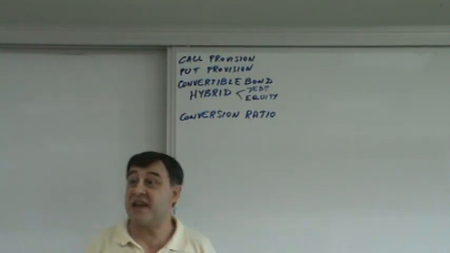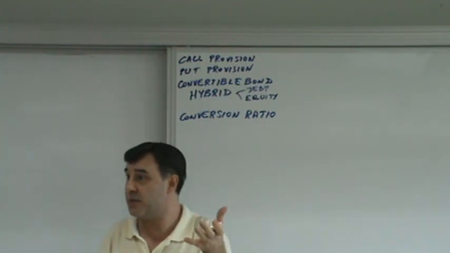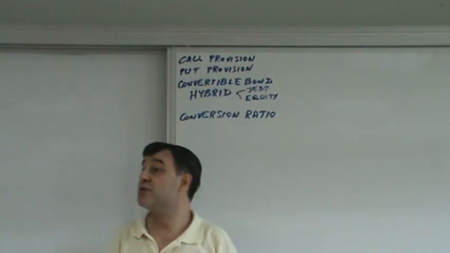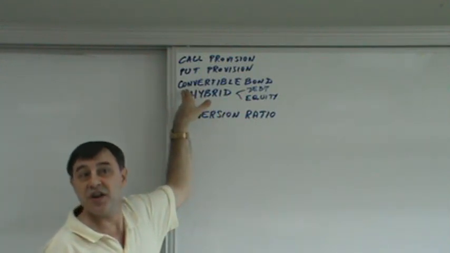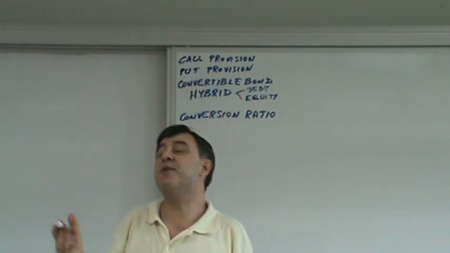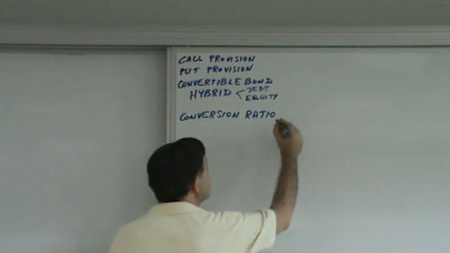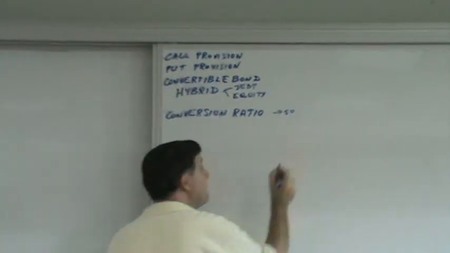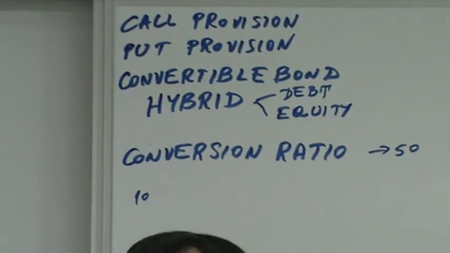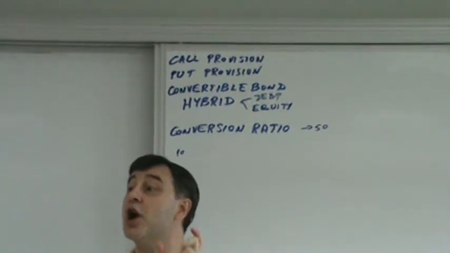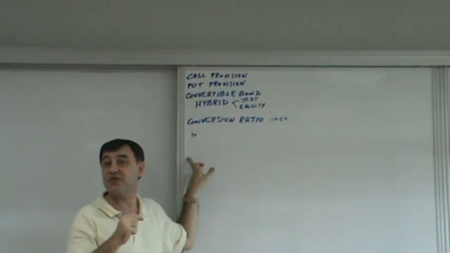What does it mean? It means that as the price of the stock goes higher and higher and higher, the value of the bond goes higher and higher because you have the option to convert the bond into stocks. Let's provide an amazingly simple, high school example. Conversion ratio, let's call it 50. The price of the stock is 10. If the price of the stock is 10, the conversion option is worth 500. Actually, the conversion value is 500.